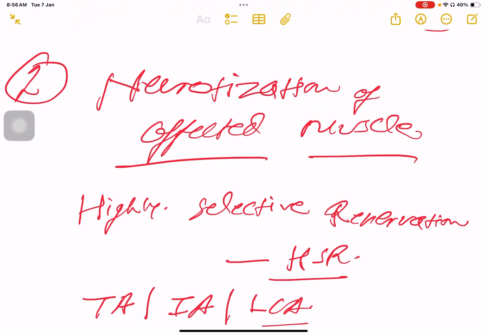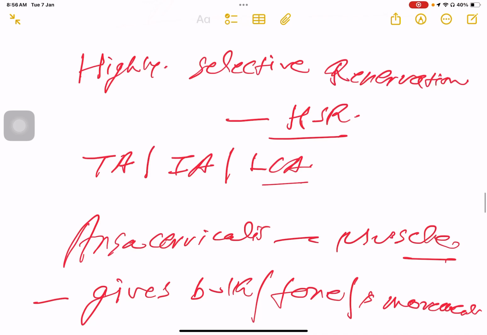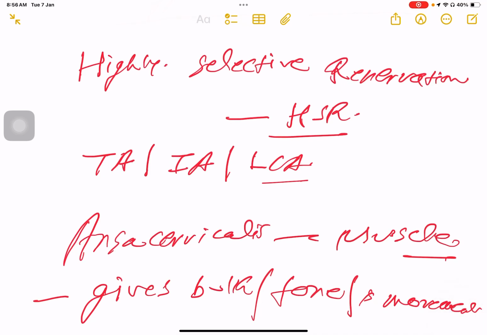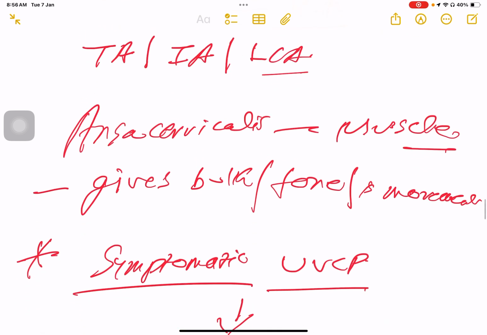So in neurotization of the affected muscle, what do we do? We do the highly selective reinnervation technique, in which we again identify the muscle, again identify the Ansa cervicalis nerve, and reinnervate to the transarytenoid, interarytenoid, and lateral cricoarytenoid muscle. So what is the advantage of that? The advantage is that it gives bulk, tone, and movement. All the components of the vocal cord palsy have been improved in this surgery. So it is the best.